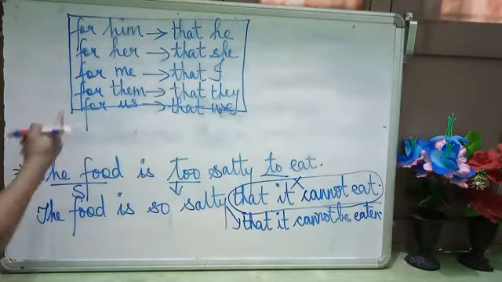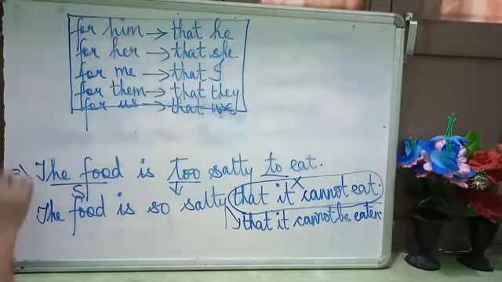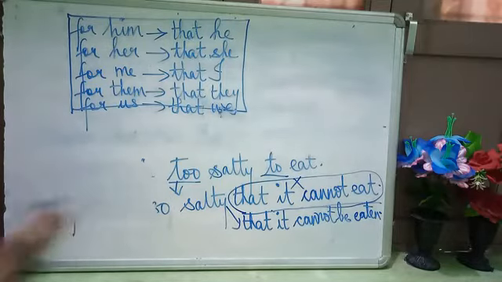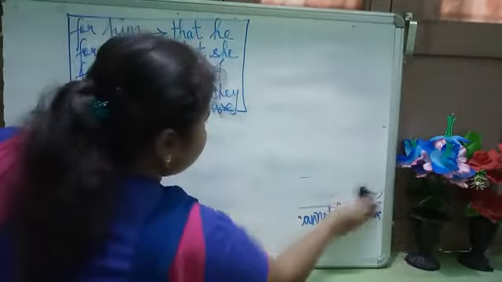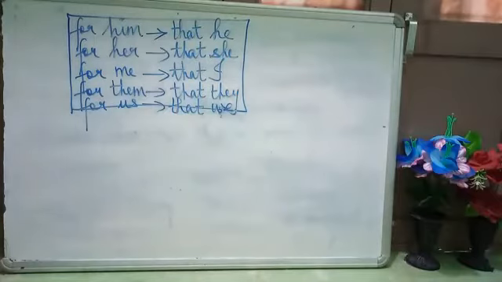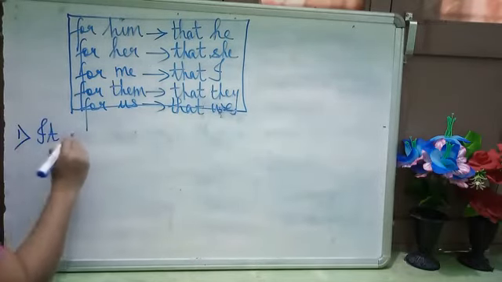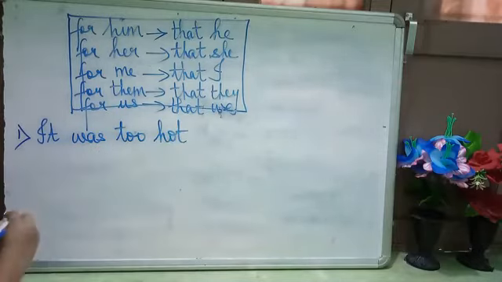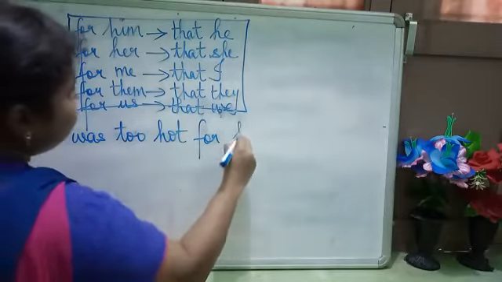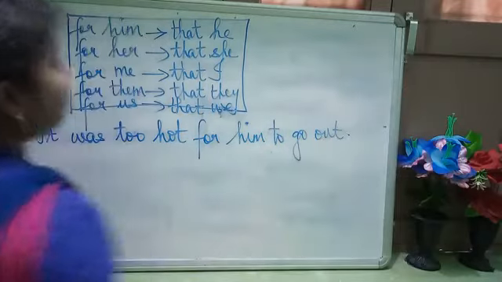So you have to learn this also. Should not forget. Now we will see another sentence using these words. First sentence: "It was too hot for him to go out." See the sentence here.